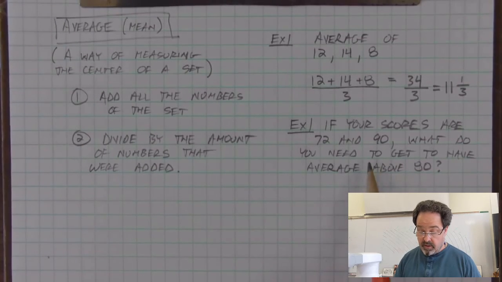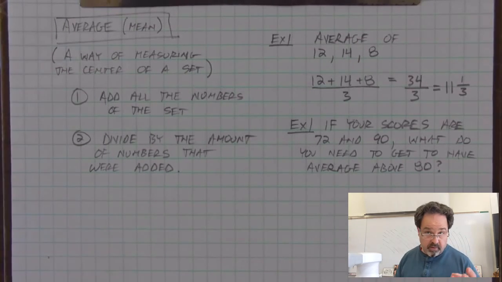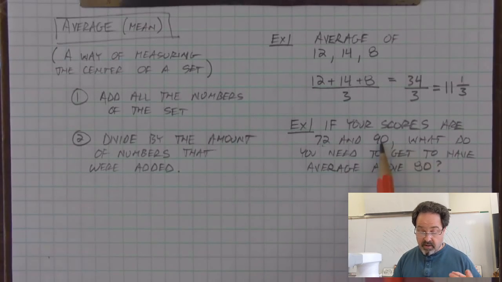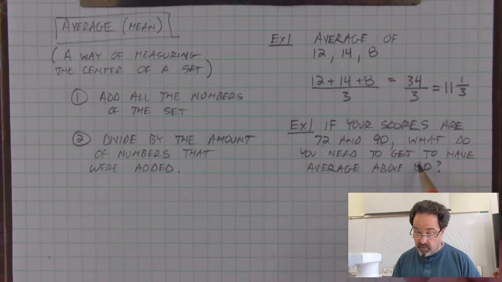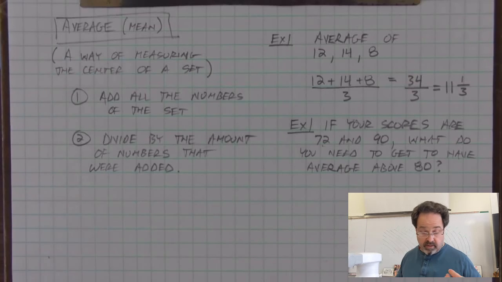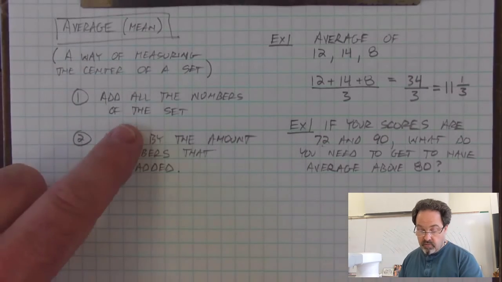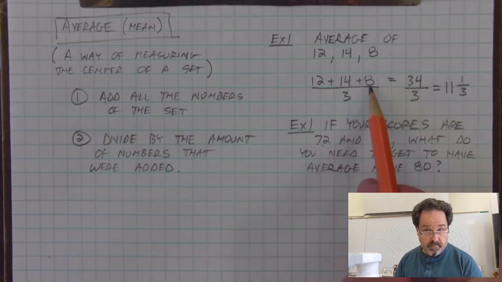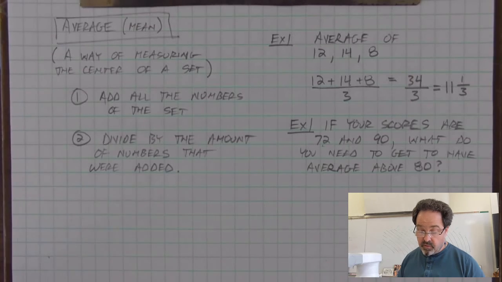In this case, we have a set of 3 exam scores. An exam score of 72, 90, and a third exam score that we have to determine. We know the average that we want to get. We want to get above an 80. So we're going to use this process, but the unknown is going to be one of the numbers in the set. That's going to create an equation that we can then use to solve for that unknown.